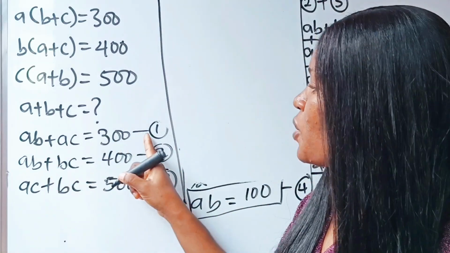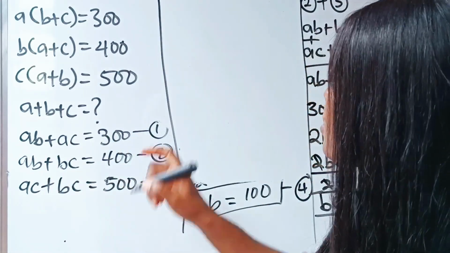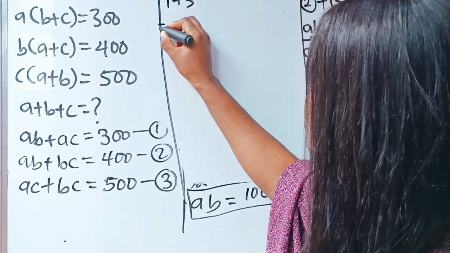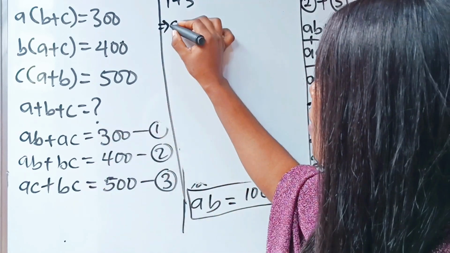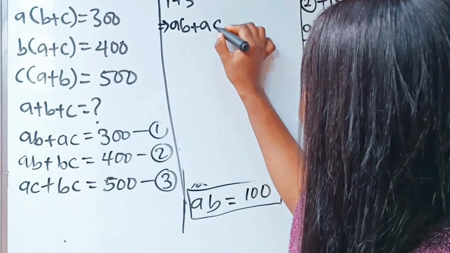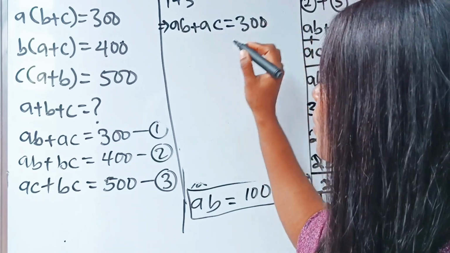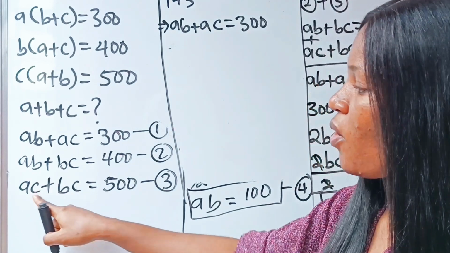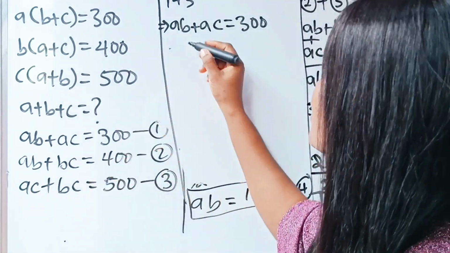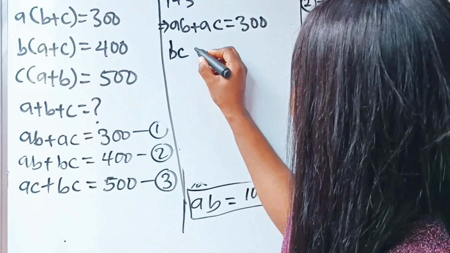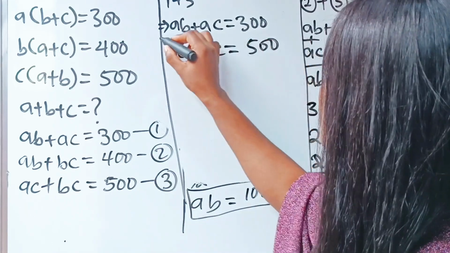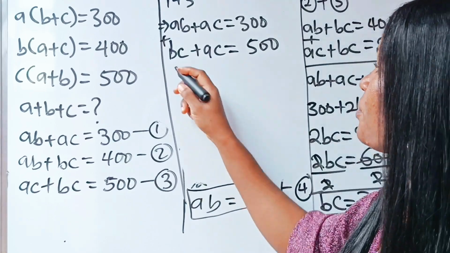Now we are going to add equation 1 to equation 3. So we have equation 1 plus equation 3, and this will give us AB plus AC is equal to 300. And I will write this BC first before AC. So BC plus AC is equal to 500. So let us add together.